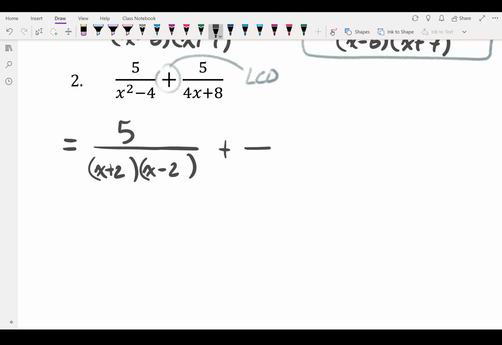Second fraction, can't do anything with the 5. The bottom, 4x plus 8, looks like I can pull out a common factor of 4. That leaves me with x plus 2. All right, so far so good.